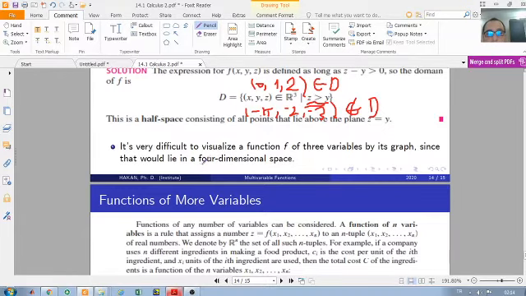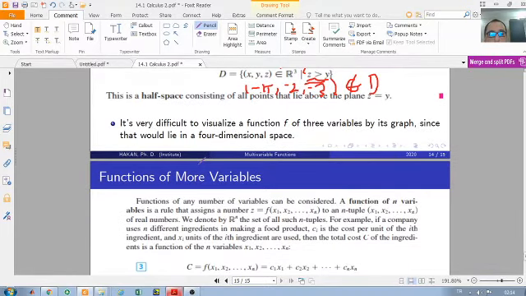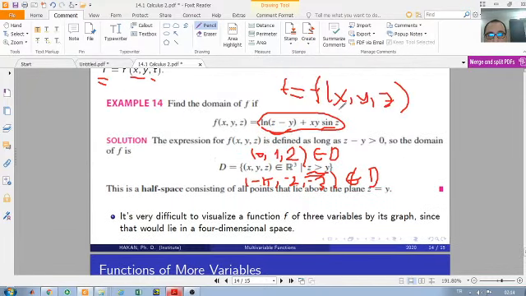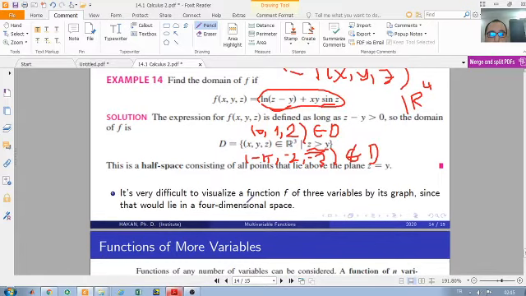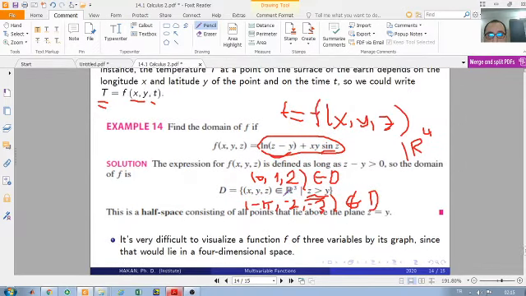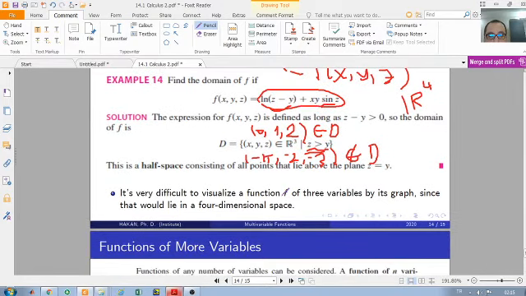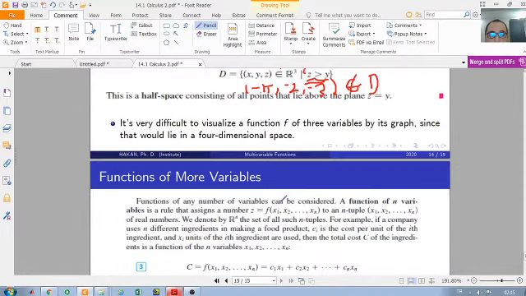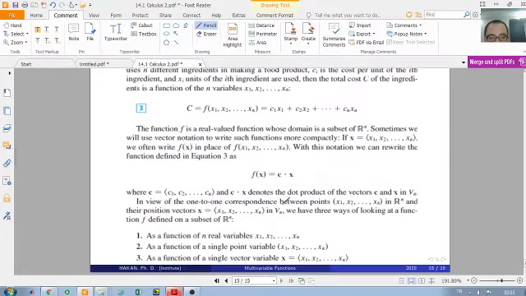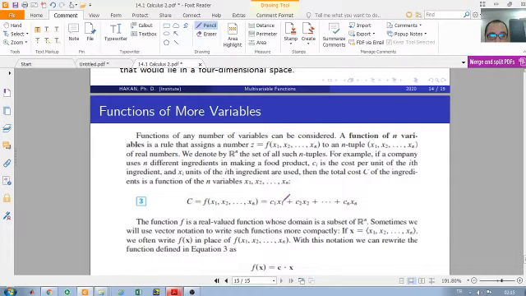It is very difficult to visualize a function f of three variables by its graph, since that would lie in a four-dimensional space. Since we have four variables, the graph of this function is located in R to the 4. Our brain cannot understand four-dimensional space, so we cannot visualize the graph of functions of three variables. To understand them visually, we can benefit from the level curves or the contour map of this function in the three-dimensional coordinate system.